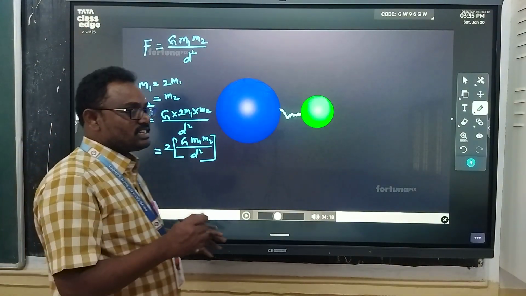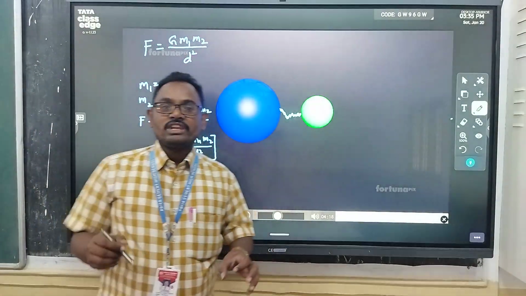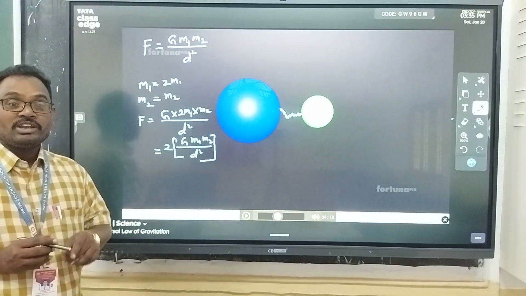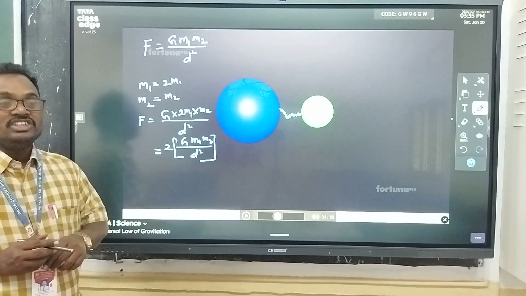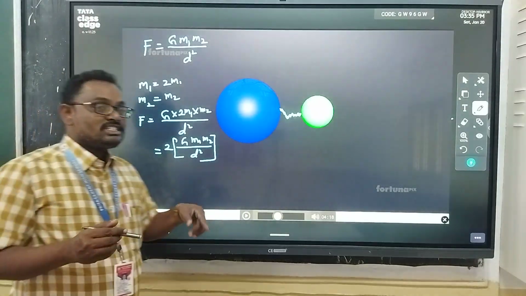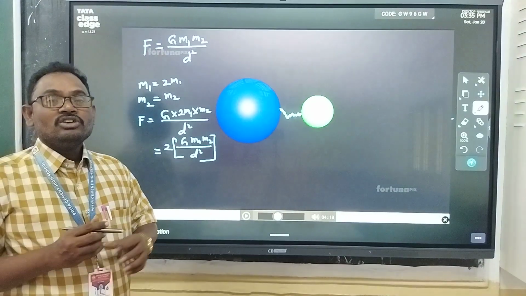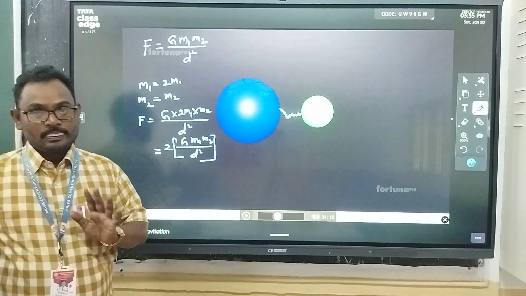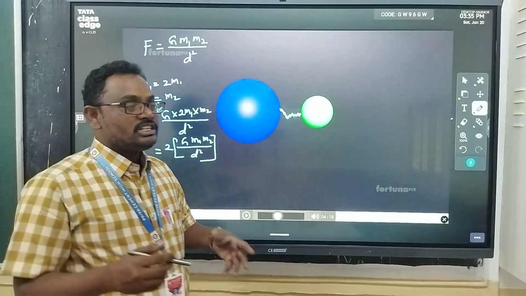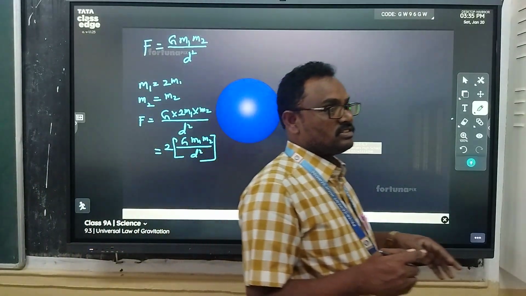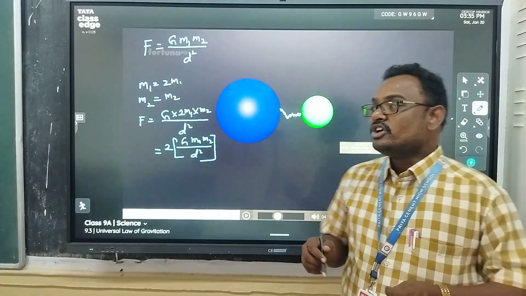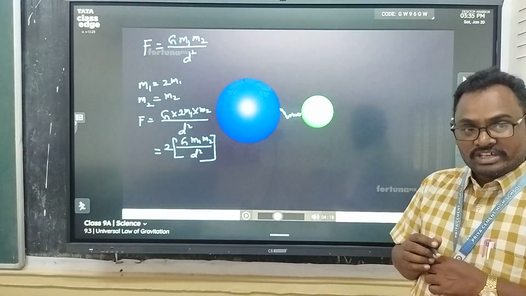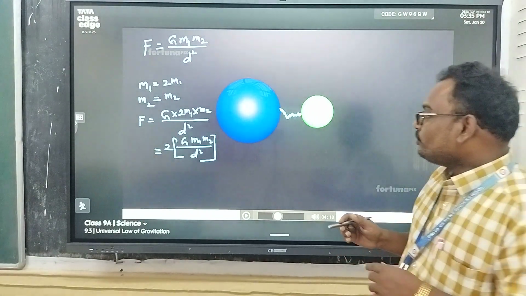So from this we can say that the universal force of gravity depends on the masses of the bodies. At the same time, there is another factor, that is the distance. It is inversely proportional. The force of gravity decreases as the distance increases, and the force of gravity increases when the distance is less. More distance, less force of gravity. Less distance, more force of gravity.